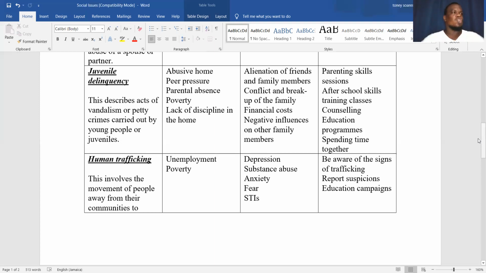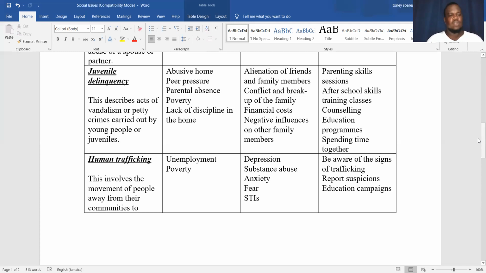Counseling, as I said, is universal. Show them why what they are doing is wrong and find out the root cause as to why they have become a juvenile delinquent. Good education programs, spending time together. As I said, one main function of a family is to provide emotional and psychological support. And you can check out my video on functions of the family where I expound more on that.